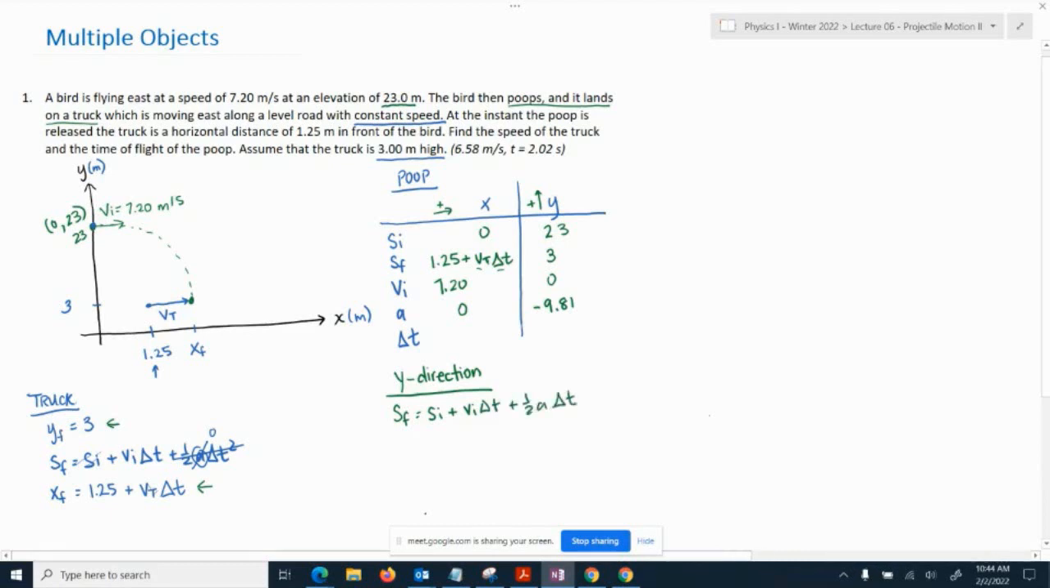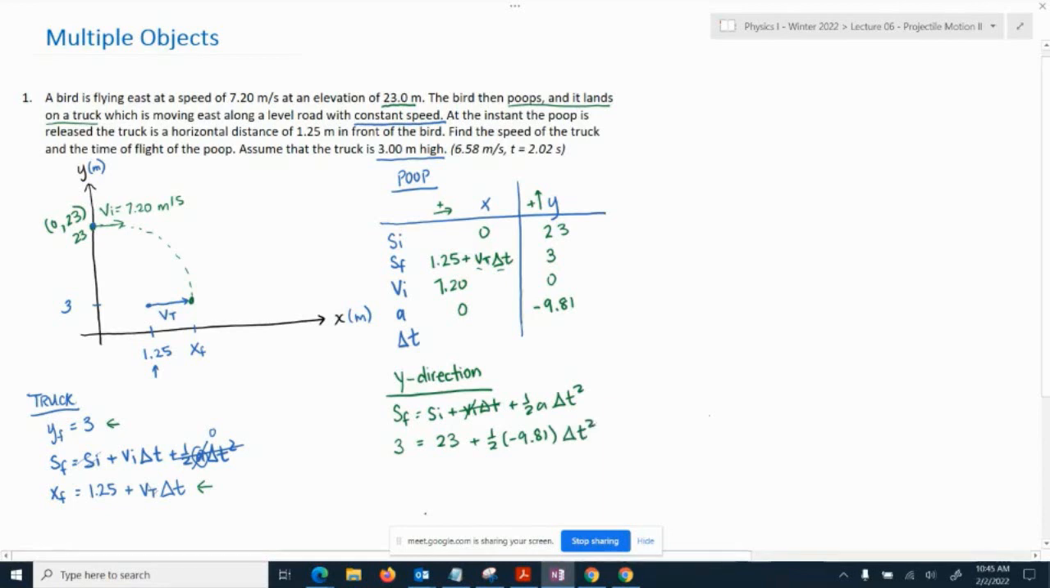And then I'm going to decide if I can cancel anything out. I know my v initial here is 0, so that means 0 times delta t, this whole term goes away. So I can just take that out. So I'll plug in everything I know. S final is 3. S initial is 23 plus 1/2 A is negative 9.81 delta t squared.